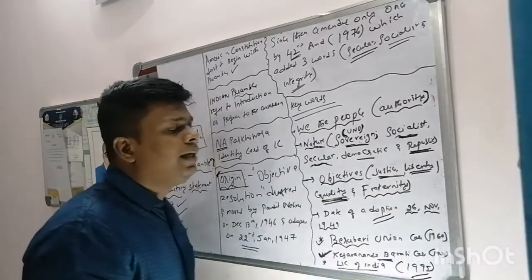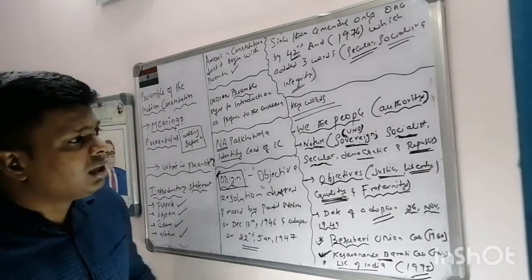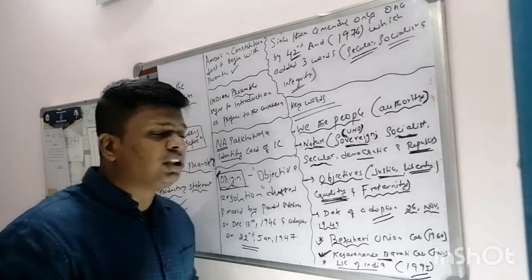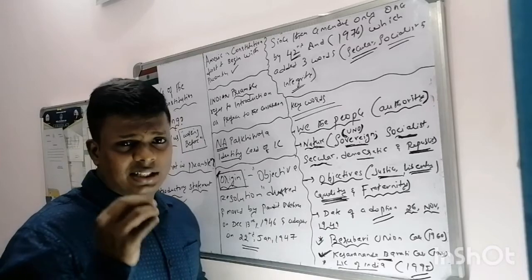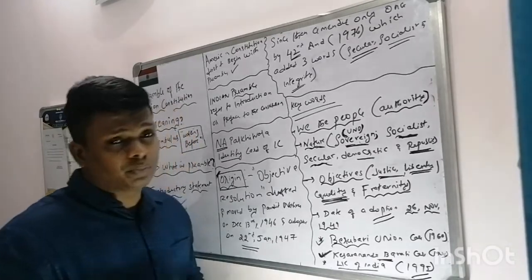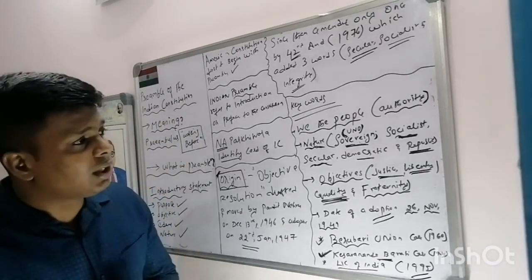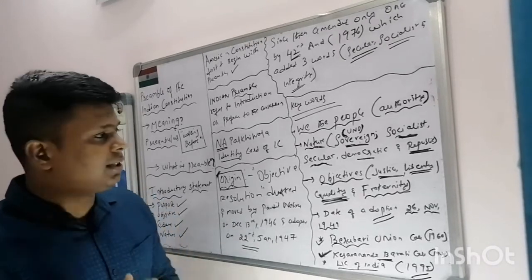Next term is socialistic. So it means India is a welfare state where the resources will be distributed among our citizens equally. For example, equal job opportunities, abolition of untouchability, etc.